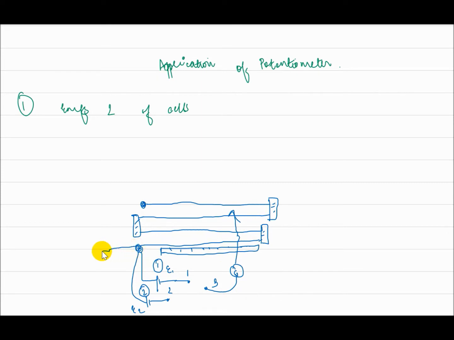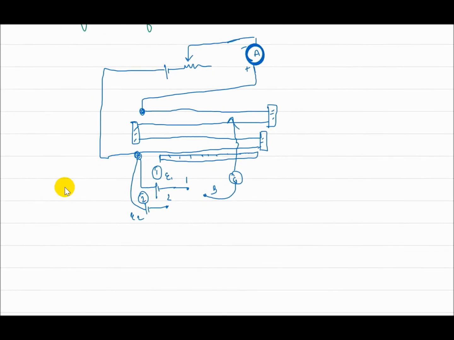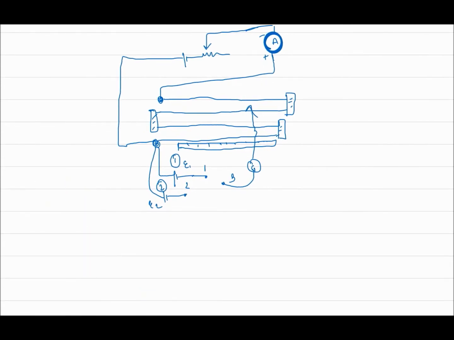Now we'll connect the battery and the rheostat. We'll connect the ammeter. This is how our figure looks like. So the first step that we have is we'll connect points 1 and 3 like this and then obtain the balance point. That is when the galvanometer shows zero deflection.